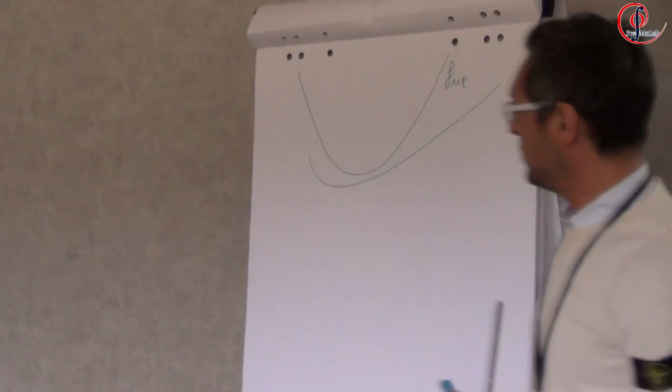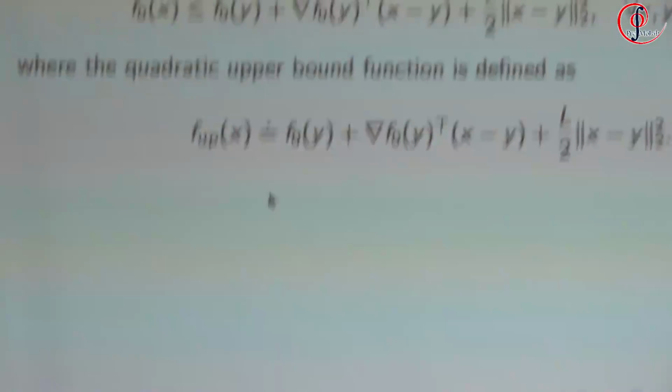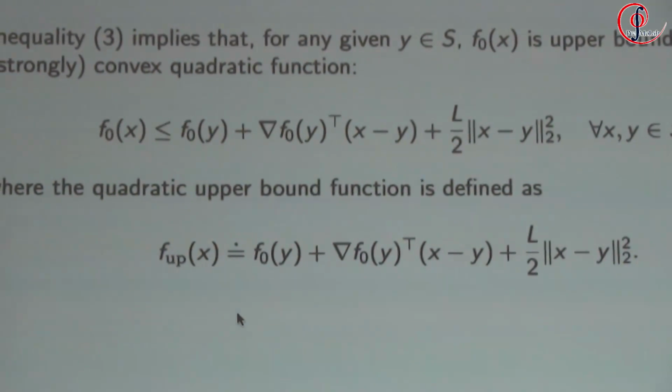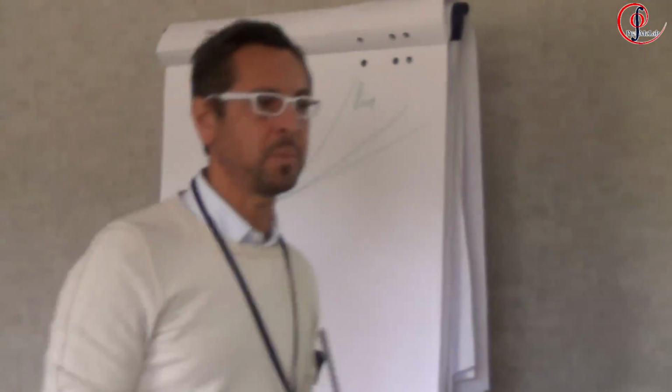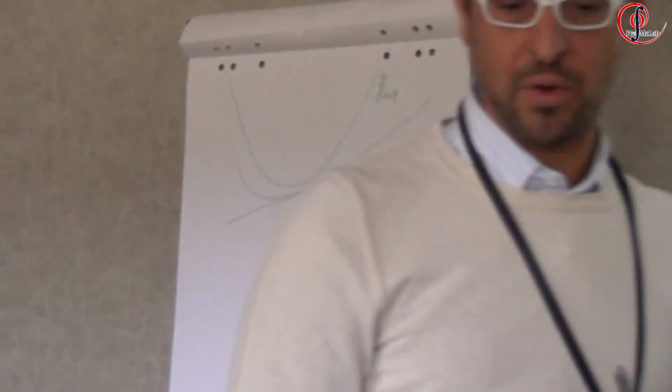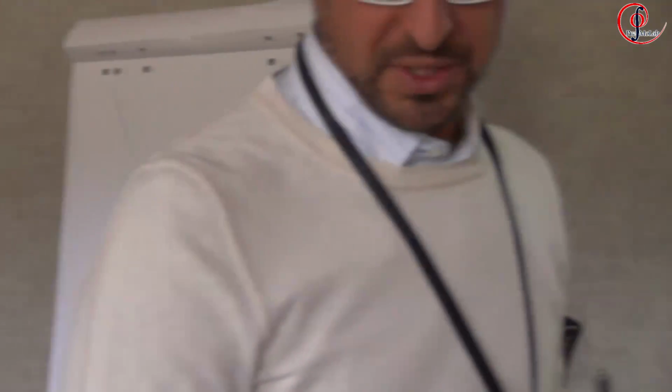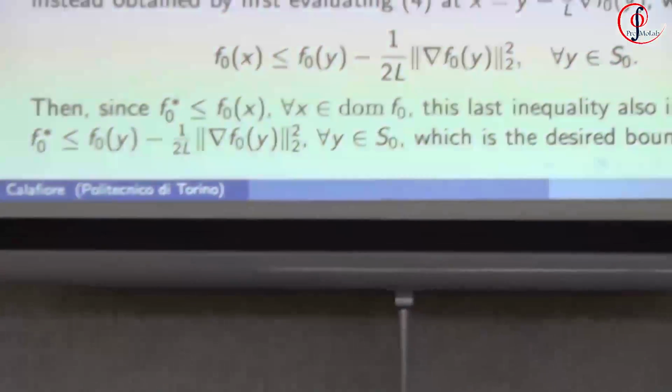So if the function is also convex, we will see that for each point we may construct a lower bound which is linear on the function and an upper bound which is quadratic on the function. So we can sandwich that function at any point. And this is a key aspect in improving convergence of algorithms.